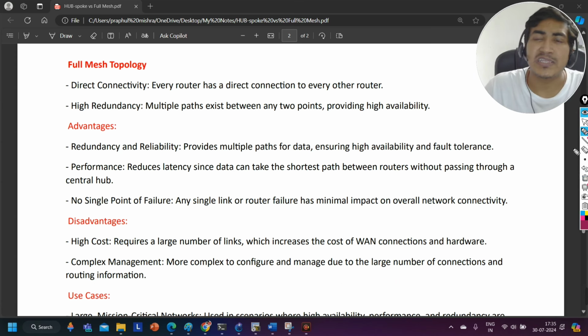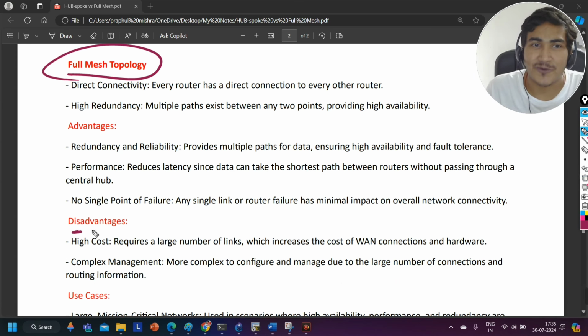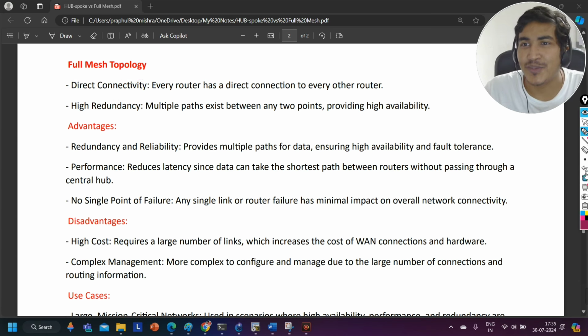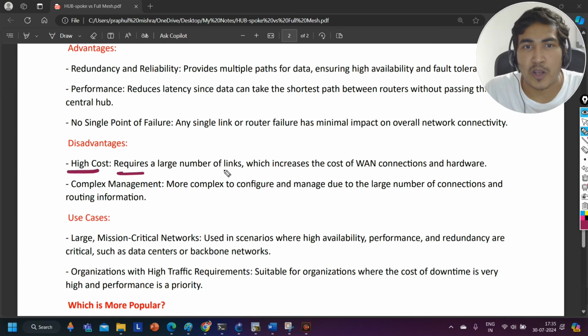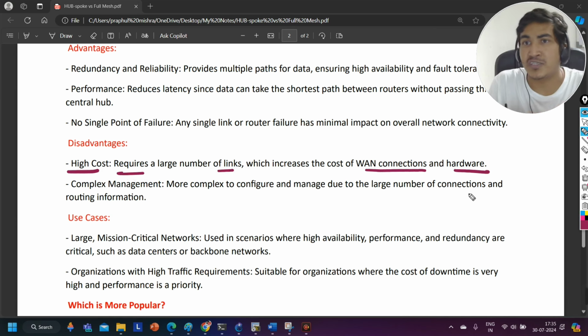Now, what are the disadvantages of full mesh topology? First of all, high cost, as you need lots of WAN connections. You have to pay monthly for the WAN connections. After that, it requires a large number of links, again WAN links, which increases the cost of WAN connections and hardware. As I told you, hardware means maybe at the branch offices you need multiple WAN ports. So what is a WAN port? One kind of hardware. So you need more hardware, more WAN connections.